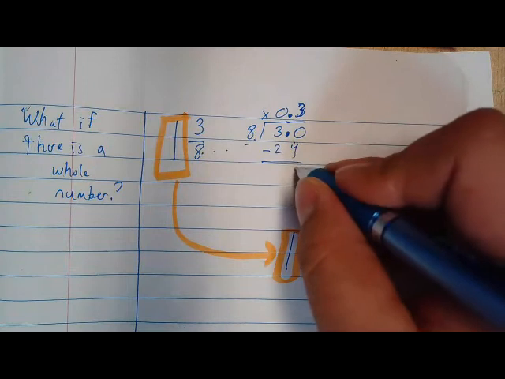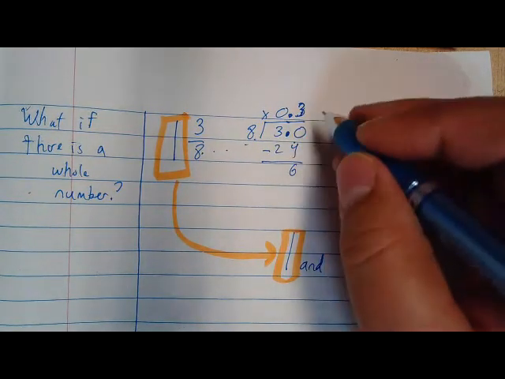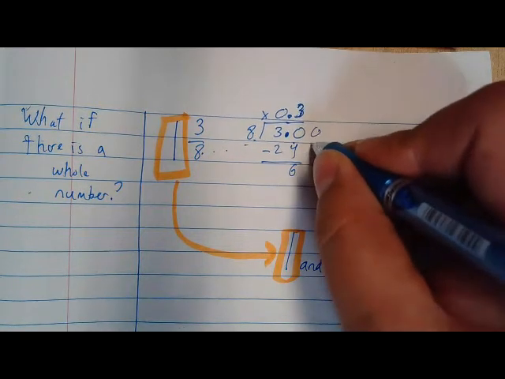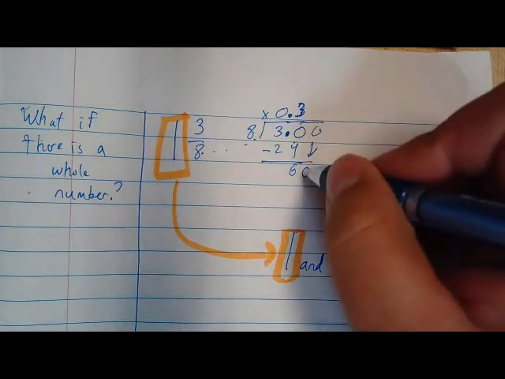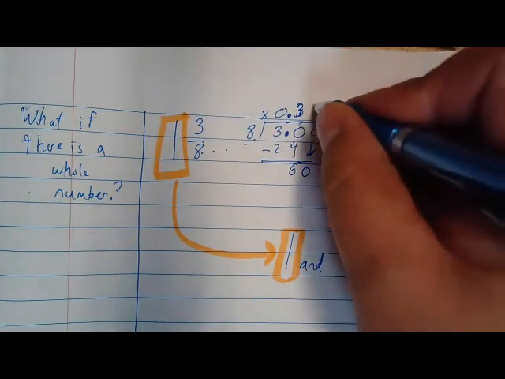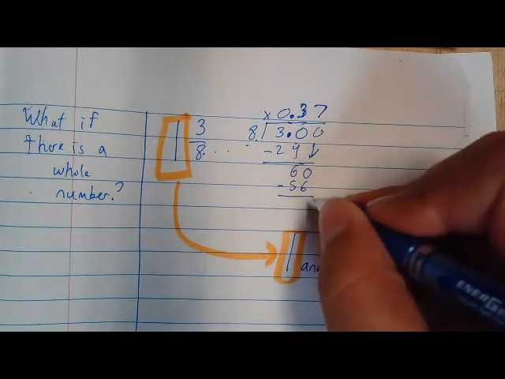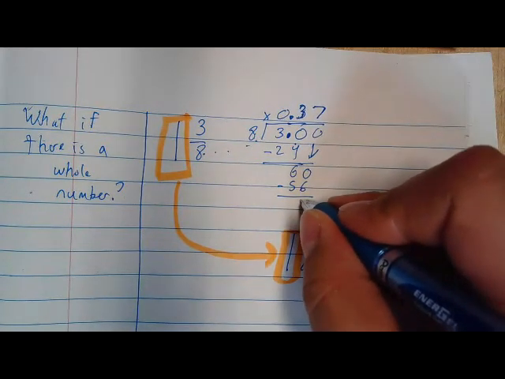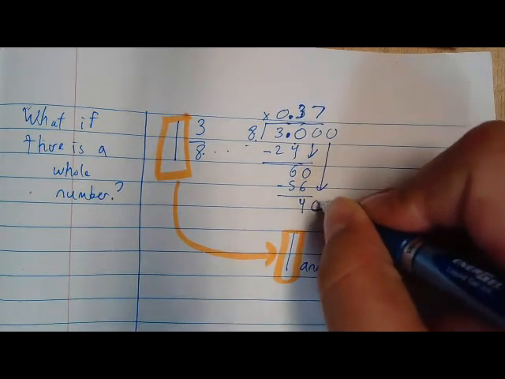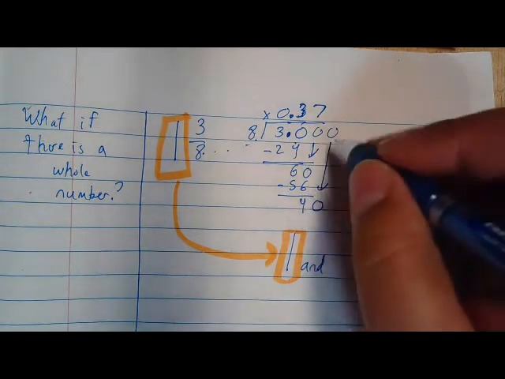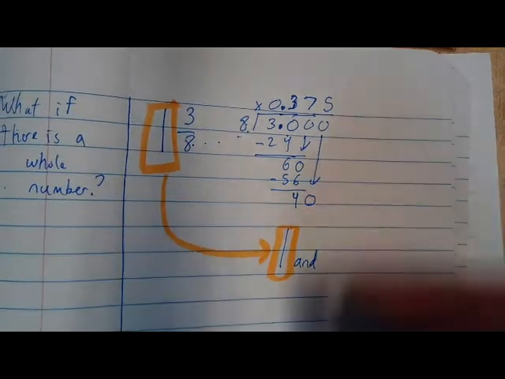30 minus 24, I'm going to subtract. I'm not going to do the regrouping. I can do this in my head. 30 minus 24. Literally, look at the big picture. Bring down the 0. All right. How many groups of 8 can I make out of 60? And it's just times tables, guys. 60 minus 56, 4. Okay, add another 0. How many groups of 8 can you make out of 40? 5. Okay.